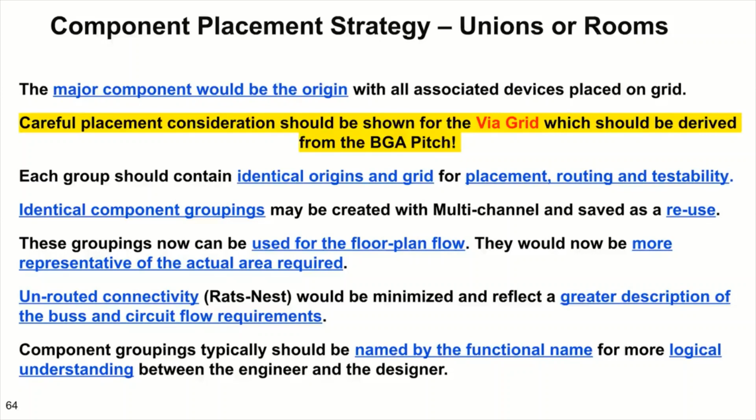So once we've built all these, we can now floor plan our board, and they will be more representative of the actual parts required. And unrouted connectivity, the rat's nest, would be minimized, reflecting just the greater description of the buses and circuit flow. And when you're going to name these groupings, you name them by their functional name. Don't call it U15. Call it the FPGA or the CPU. This way, when more than one person is reviewing it and you pick up the entire block of components, they understand its major function. And this helps in the understanding between an engineer and a layout person.